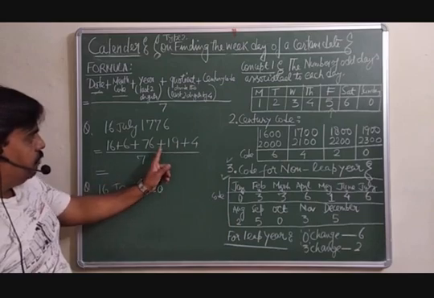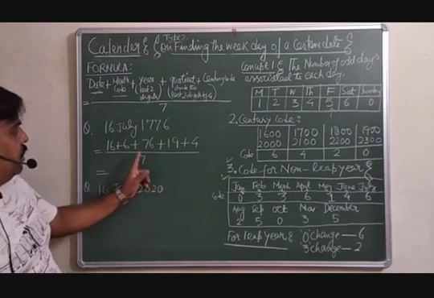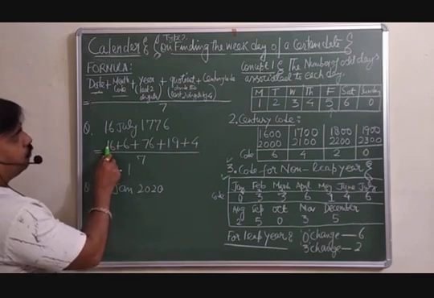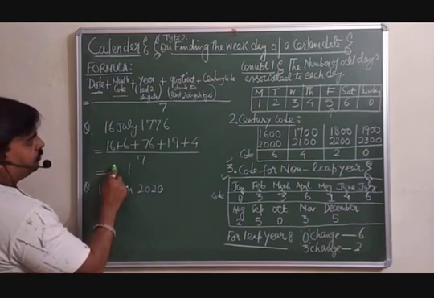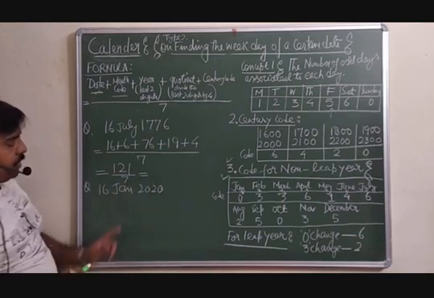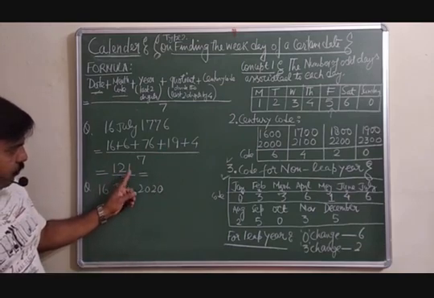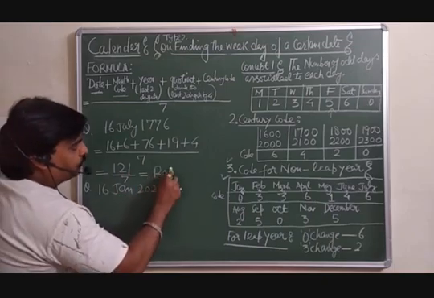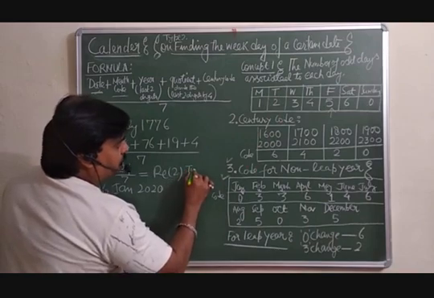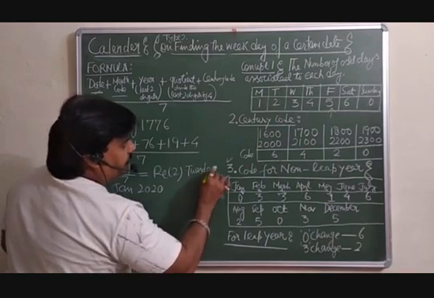So this is 9 plus 15, 19, 19, and this is 25, 31, 3, 4, 5, 121 over 7. So you must divide it by 7. 7 ones are 7, 51, 4. So the remainder is 2, and remainder 2 means Tuesday. So that day used to be a Tuesday.